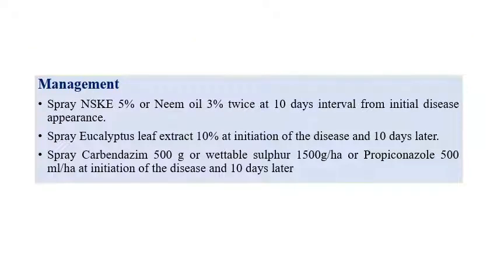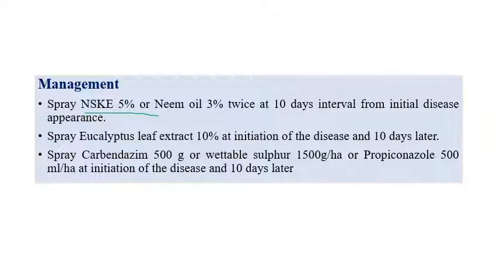So coming to the management aspects, spraying neem seed kernel extract 5% or neem oil 3% twice at 10 days interval from the initiation or appearance of the disease. Eucalyptus leaf extract 10% can also be recommended at the initiation of the disease and 10 days later. One spray at the initiation of the disease, and a second spray at 10 days after the initiation of the disease.